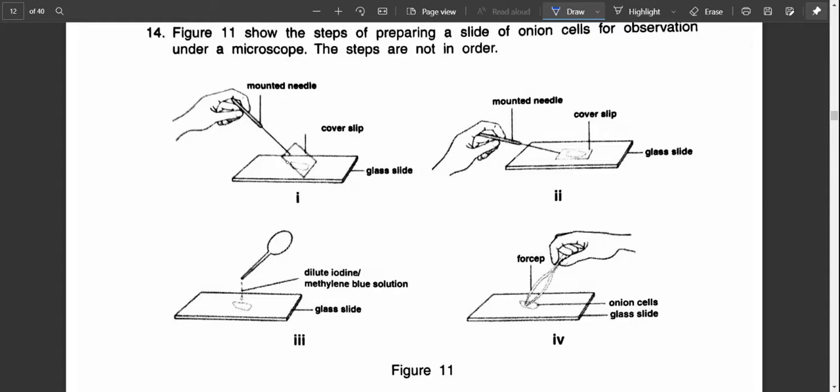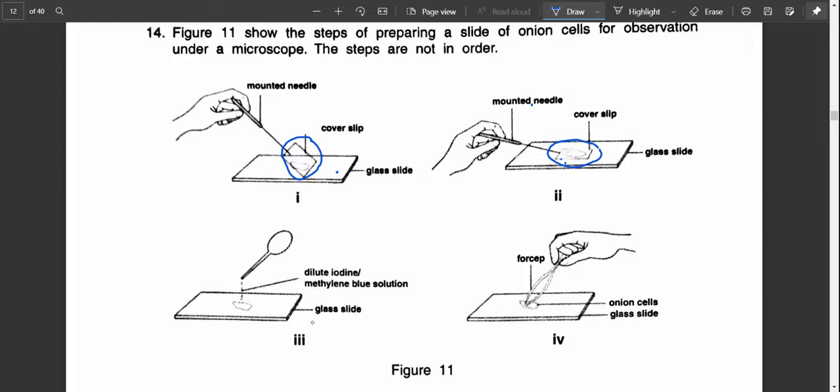Mounting needle is just to hold the cover slip like that, and then you have the glass slide there and the sample is already in. And in here, mounted needle, cover slip, so you can see that the cover slip at first sits on top, now it's covered down like that.